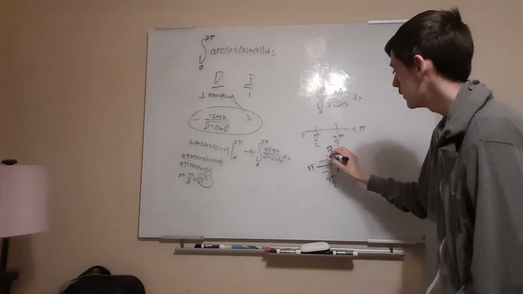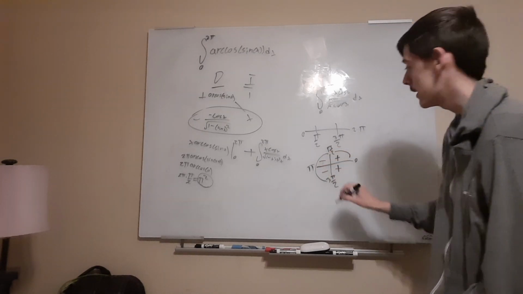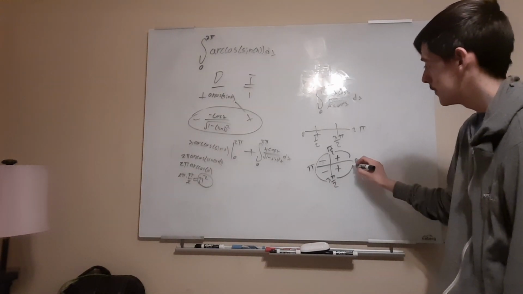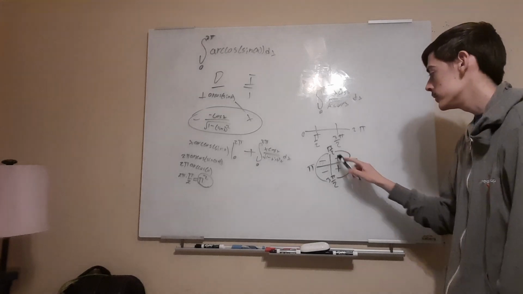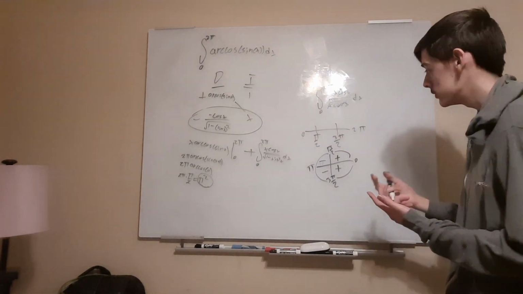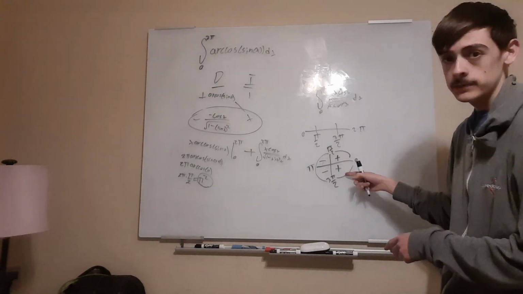We're going to have to split one from pi over 2 all the way to 3 pi over 2, and then we're going to have to do one from 3 pi over 2 to 0. The one from 0 to pi over 2 and the one from 3 pi over 2 to 0, those integrals are going to be completely fine due to the fact that they are both positive as it is.